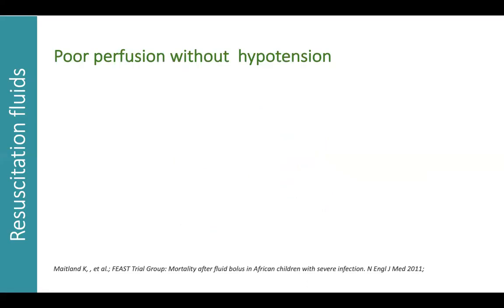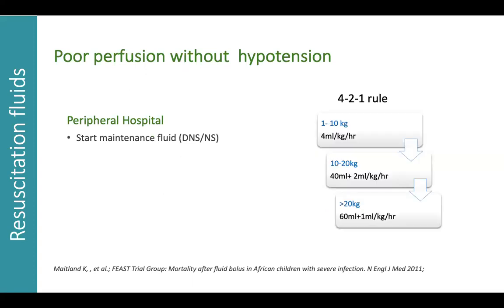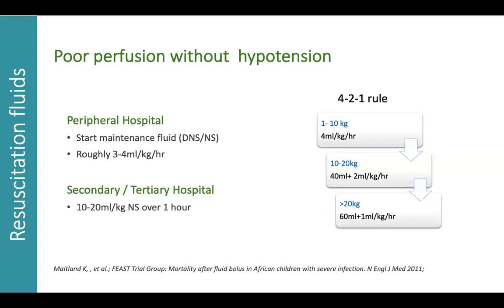If your child is having only evidence of poor perfusion without hypotension, that means tachycardia is there, but the BP has not fallen. If you're working in a peripheral setup, all you need to do is start the maintenance fluid. If you're working in a tertiary setup, you have to give fluid 10 to 20 ml per kg over 1 hour. Earlier, we used to say 20 ml per kg over 20 minutes. Now it is 10 to 20 ml per kg over 1 hour.